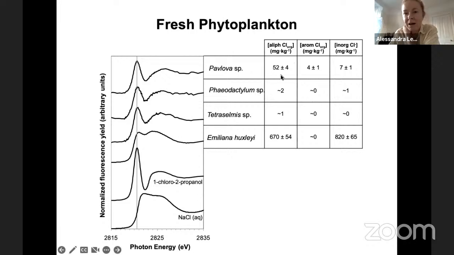So Pavlova has a fair amount. Phaeodactylum has a noisier spectrum, and we can quantify how much, and it has less. E. huxleyi, interesting, has a whole lot of chloride that we couldn't liberate. That's why the spectrum looks like a mixture of chloride and organic chlorine, but it has a whole lot of aliphatic organochlorine. And this is a calcareous, a calcium carbonate bearing coccolithophore.